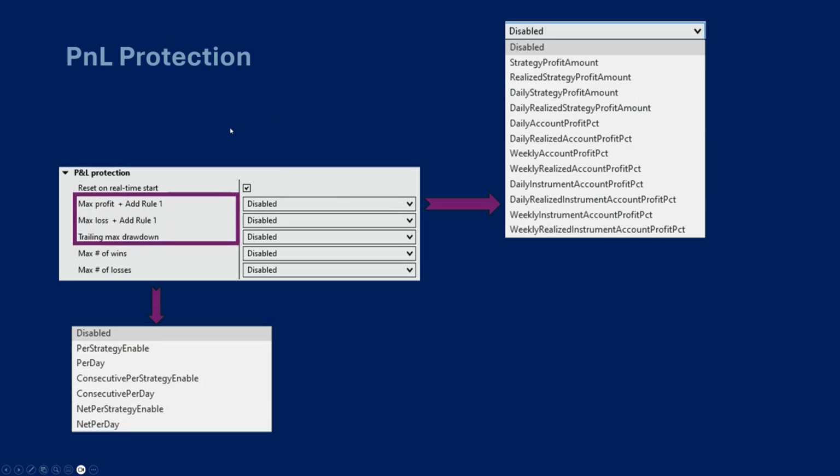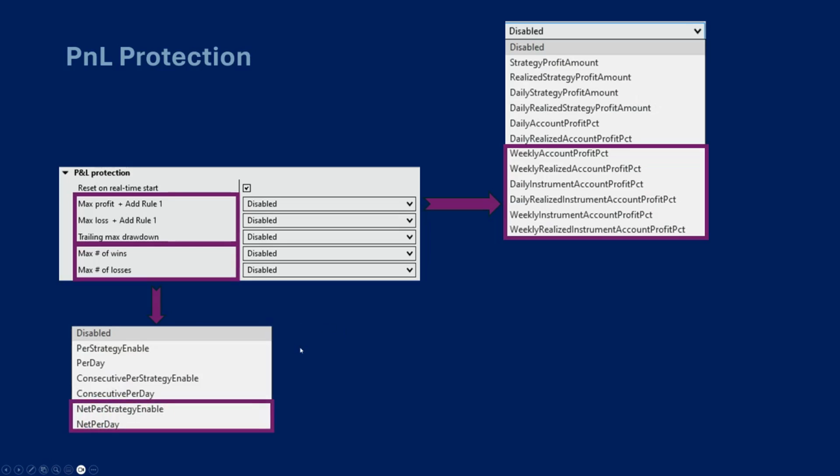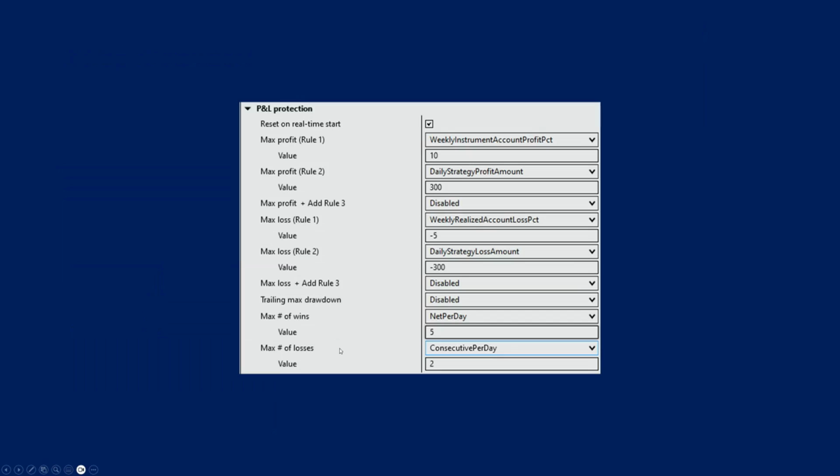We can add more than one max profit or max loss rule. We've got the trailing max drawdown there, and then with lots of different things, strategy profit amount, daily strategy profit amount, and then to help us, especially with those funded traders, those daily instrument account profit percentage, or even weekly, lots of options in there. Maximum number of wins, and we can also look at that as net per strategy enable or net per day.